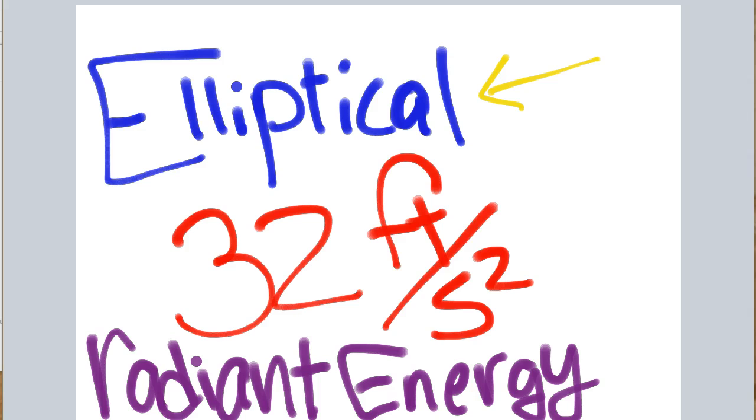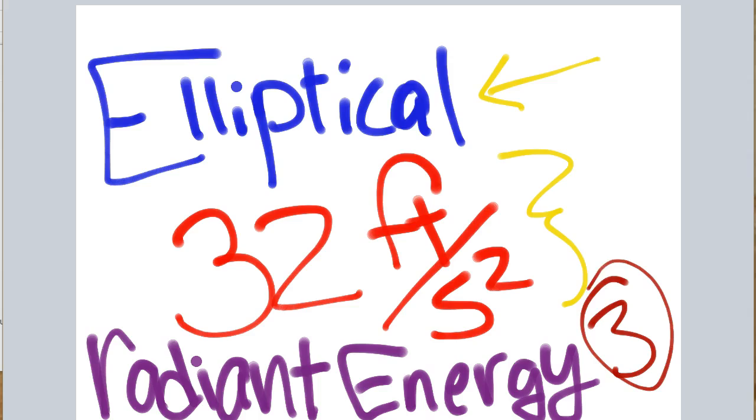Who was the first to accurately measure the acceleration of gravity, which is 32 feet per second per second? That is Galileo Galilei. The form of radiant energy that doesn't require a medium for travel. You need to go look in chapter or unit 3 to find that answer.